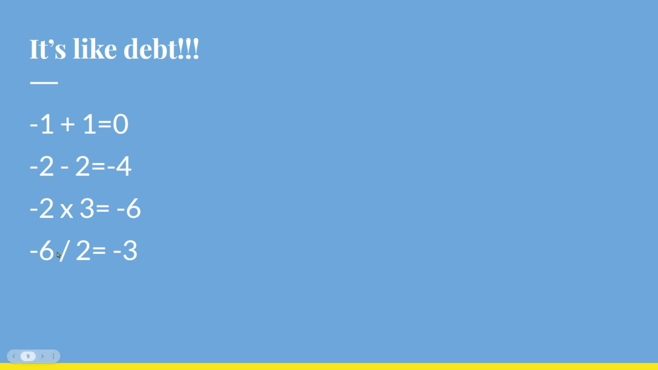Now, let's look at this one. It's the inverse because multiplication and division are inverses. We talked about this a little bit in the multiplication and division videos. So we'll have -6 divided by 2, which will equal -3, which would be if you were a total of $6 in debt and it was split equally among 2 people. So -3.